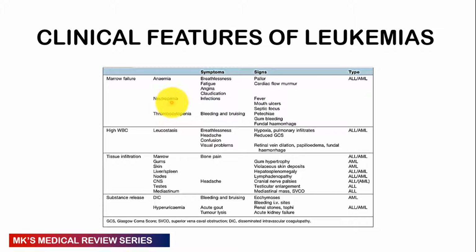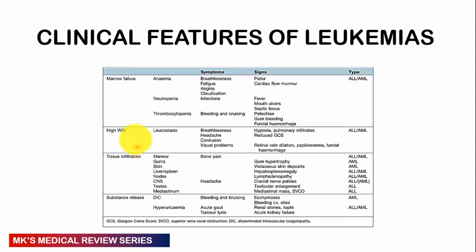Then with neutropenia, they may get recurrent infections. So they may get fevers, mouth ulcers, septic. You may also find a septic focus. Then of course with thrombocytopenia, they may get bleeding and bruising. So then you may see petechiae, you may see gum bleeding, you may see fundal hemorrhage. These features are common to both acute lymphocytic as well as acute myelogenous leukemias.